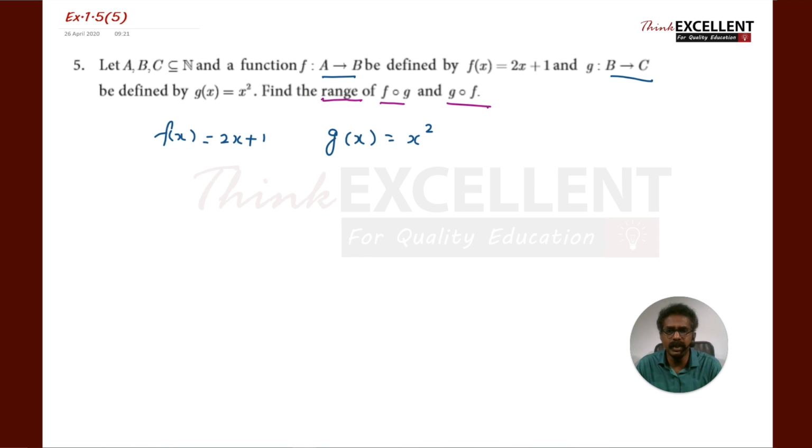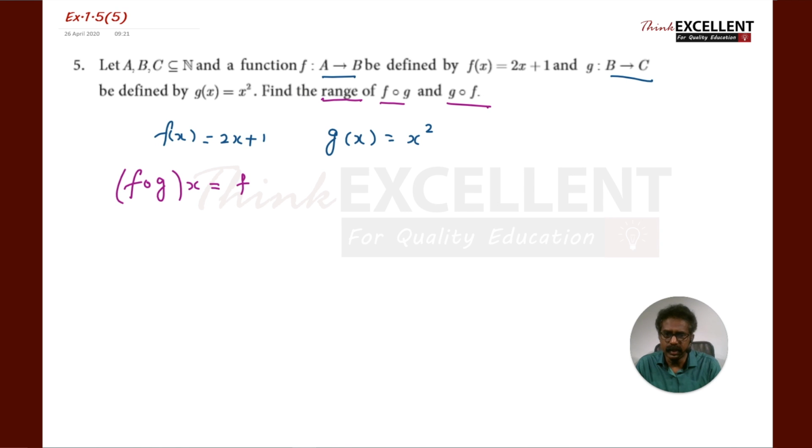Range means the answer belongs to which portion. Which area, which set that we write. So first you find F composition G. So for that you find F composition G of X. Here what is X? X is a real number, right? So both F and G are functions. F is from A to B, G is from B to C. In all these sets, A, B, C, everything is a subset of N only. So X is a natural number.